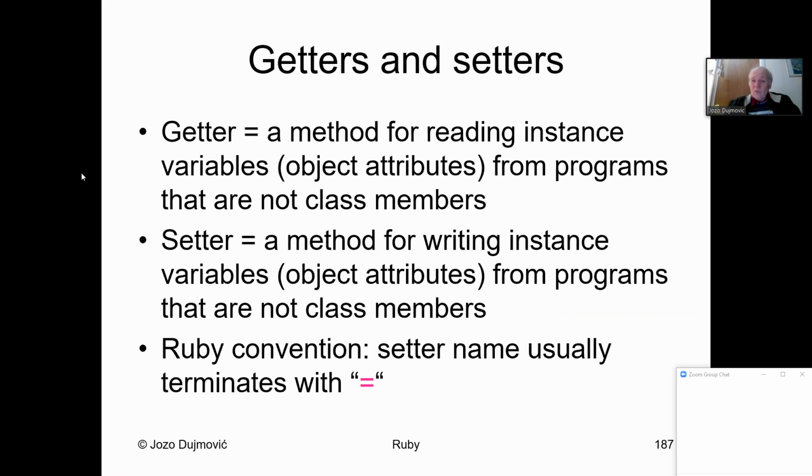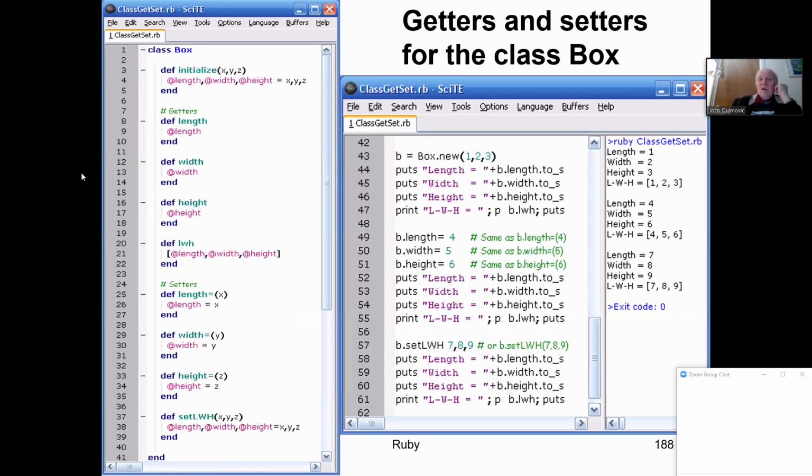So a setter is something that will have a convention that the name usually terminates with an equals sign. So how is this done? Well, here is an example of class Box where I initialize length, width, height with x, y, z. So I'm creating an object. If I want to have a getter, to give the possibility to access this length, then I have to define a function that I'm going to call length or any other name. And then this function will return length.